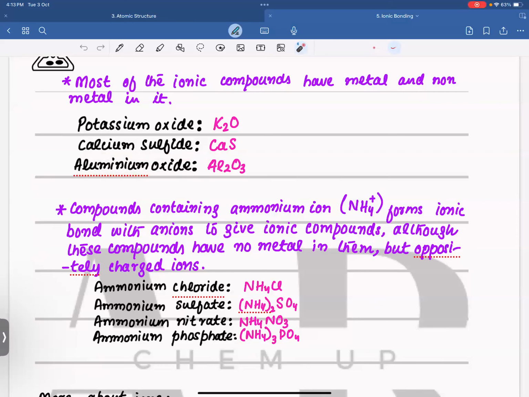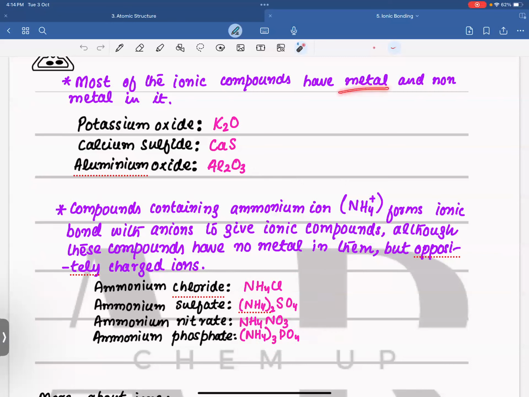But there are a few compounds which have ammonium ions in them. In the ammonium ion, there is nitrogen and hydrogen, both are non-metals. So the compounds of ammonium are all ionic, although they do not have any metal in them. So this is an exception. Like ammonium chloride, ammonium sulfate, ammonium nitrate, ammonium phosphate, all are ionic. But you will not find any metal in them. So this is the exception as well.